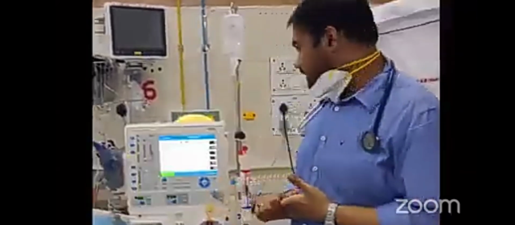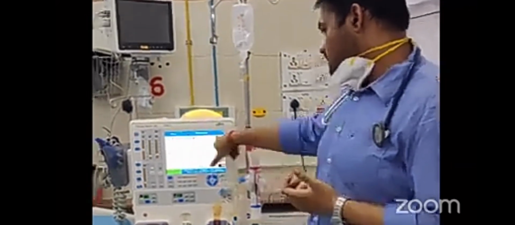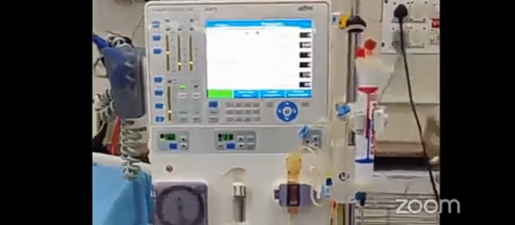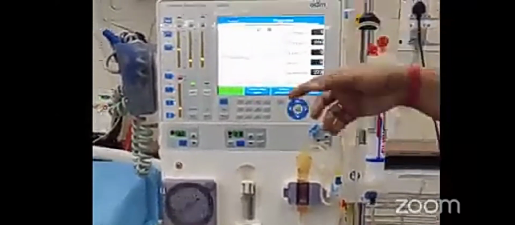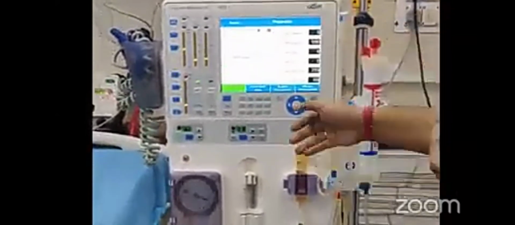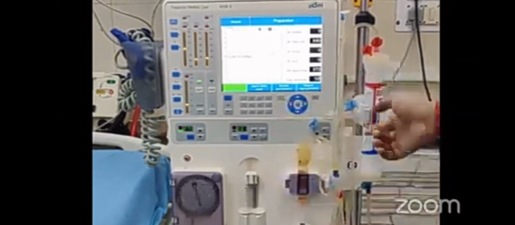The machine has been connected. So we have various things on the screen, as you can see here. This is the ultrafiltrate volume, how much volume you want to keep, then how much time is left for ultrafiltration, and the ultrafiltrate rate. Now as you can see, the whole circuit has been connected.